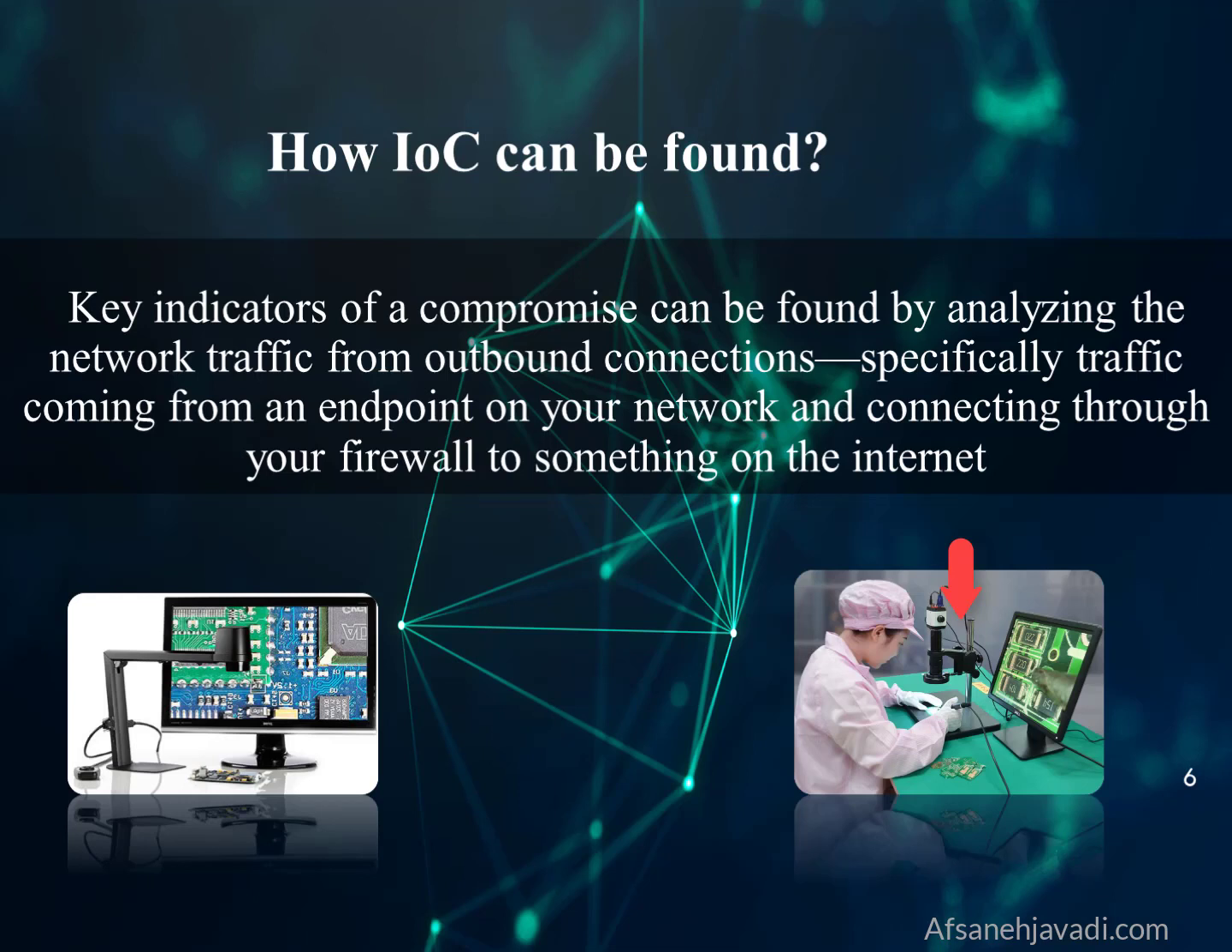We did review several indicators of compromise. Now let's see how we can find them. Key indicators of a compromise can be found by analyzing the network traffic from outbound connections, specifically traffic coming from an endpoint on your network and connecting through your firewall to somewhere on the internet.